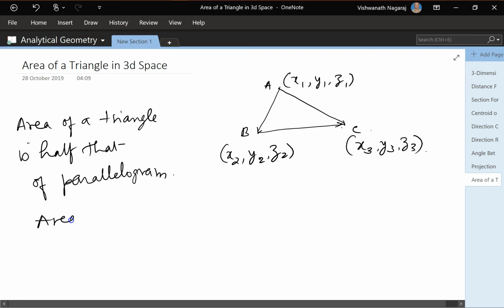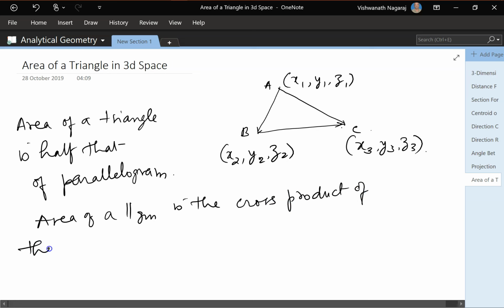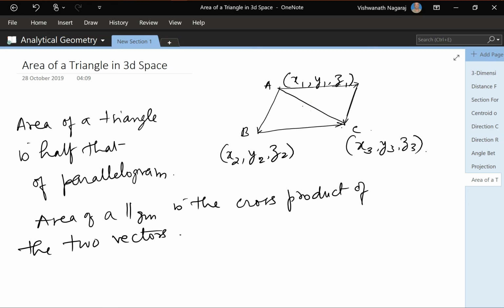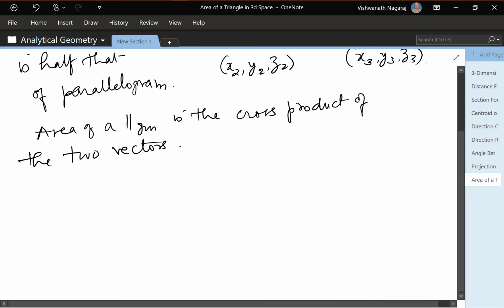Now we know that the area of a triangle is half that of a parallelogram, and we know that the area of a parallelogram is the cross product of the two vectors. So what that means is, if we draw a line parallel to BC and parallel to AB, we will end up with a parallelogram. So the cross product would be the area of this parallelogram, and which means half of that would be the area of the triangle.